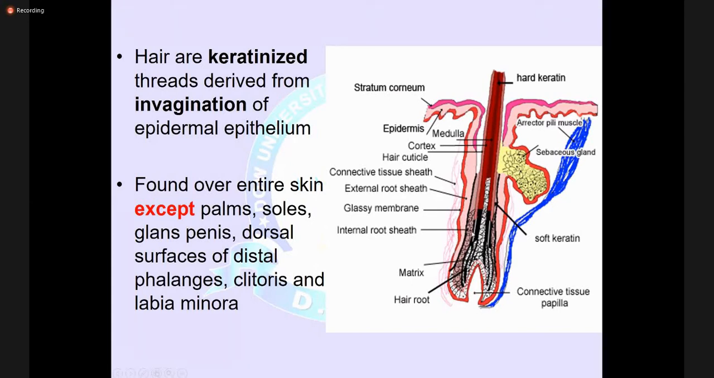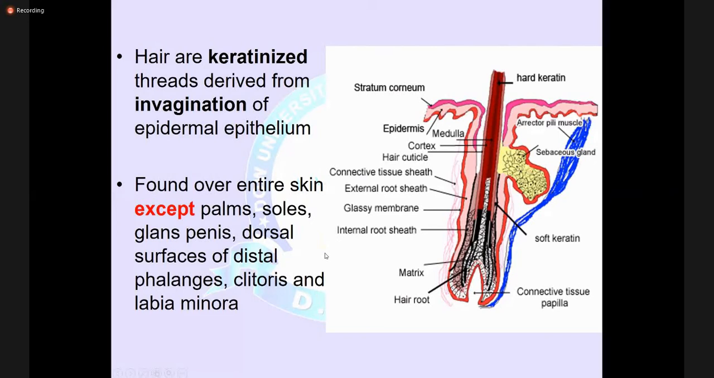Inside the internal root sheath, we can see the inner surface of the hair. It is named the hair follicle. It is filled with the matrix, which is named the hair matrix. And this is actually the root of the hair. Now the root of the hair has a connective tissue papilla present at its base. So this is the papilla of the hair follicle. This is the hair follicle. This is the root of the hair follicle, right?